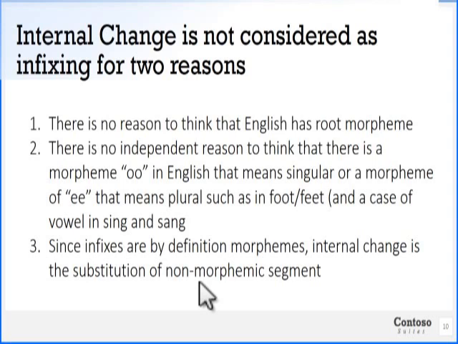This is only substituting a segment that does not belong to a morpheme. So changing, for example, from sing, e, to sang, a, is not a morpheme. It is purely a vowel. So internal change is changing the vowel. Remember, changing the vowel while the other elements remain the same. Okay, clear? Clear. So we go to the next process.